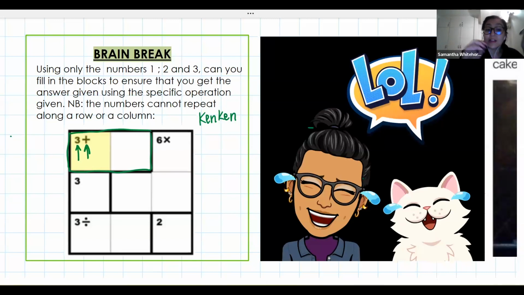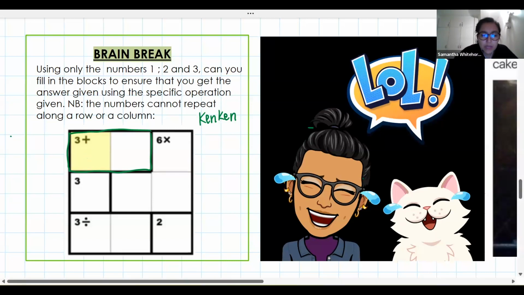Importantly, like a Sudoku, you cannot repeat numbers in a row or in a column. If it's already in that row, or if it's already in that column, we can't write it again. So to get 3, the only way is 1 plus 2, right? That's it. So let's put it in and see what we get. Let's say 2 plus 1, that gives me the 3 that I want.